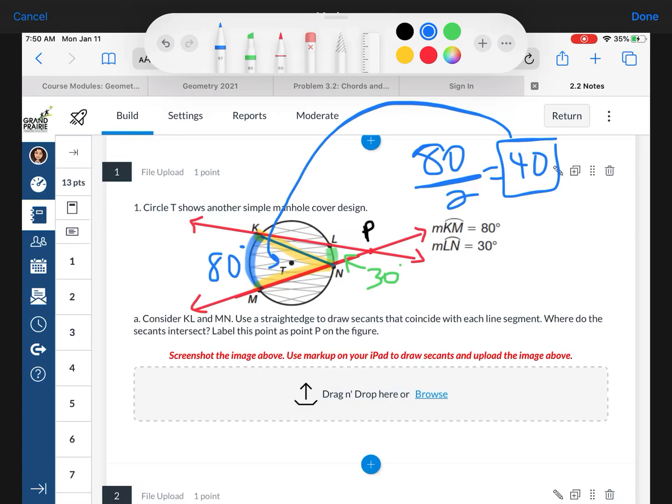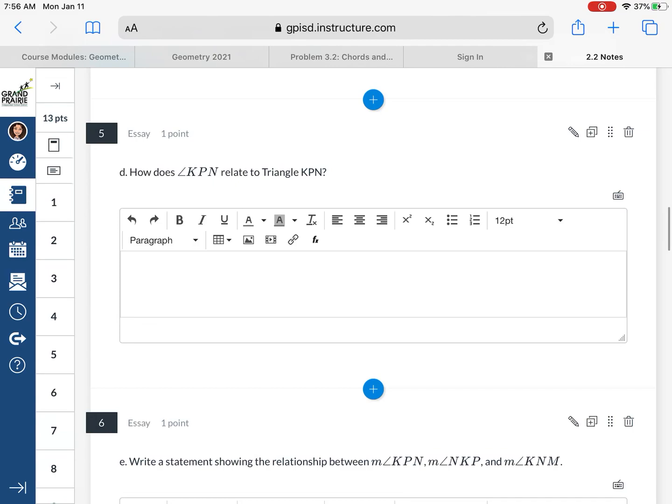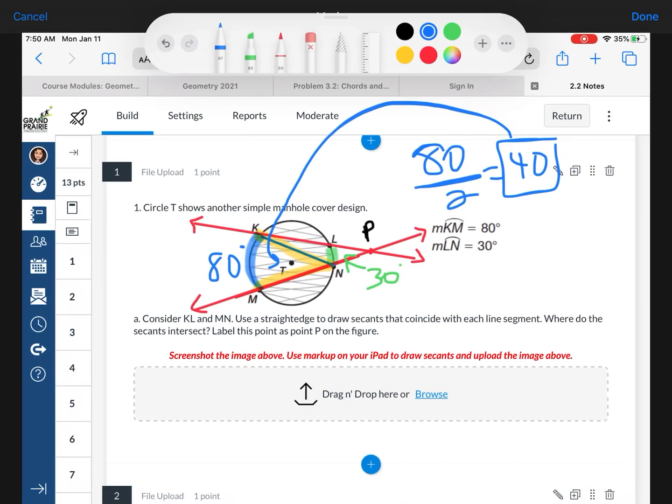How did we find it? Because it's an inscribed angle. So you're going to go and make sure you type that in. Moving on to question 5. How does KPN relate to triangle KPN? So let's go back to our picture and let me erase some of this stuff.